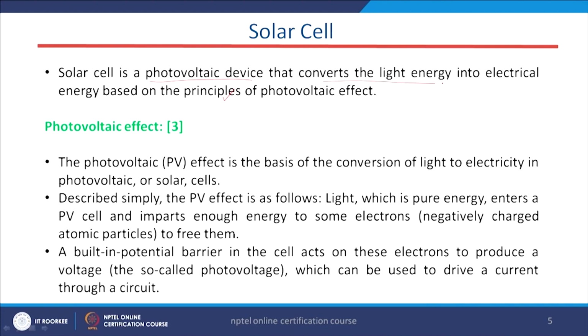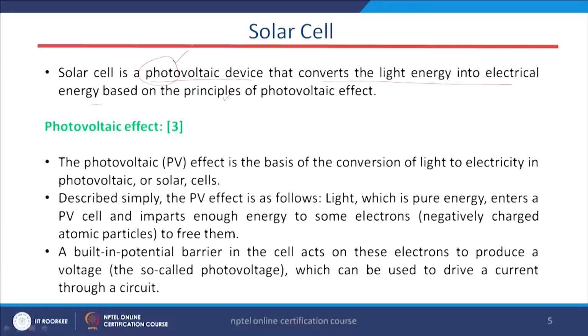If we come to the definition of the solar cell, the solar cell is a photovoltaic device that converts light energy to electrical energy. Sometimes this solar cell is also called photovoltaic. Photo stands for light and voltaic stands for electric energy, voltage. So, when light energy is incident on a solar cell, it generates electrical energy. This means the light energy is converted to electrical energy with the help of this solar cell.